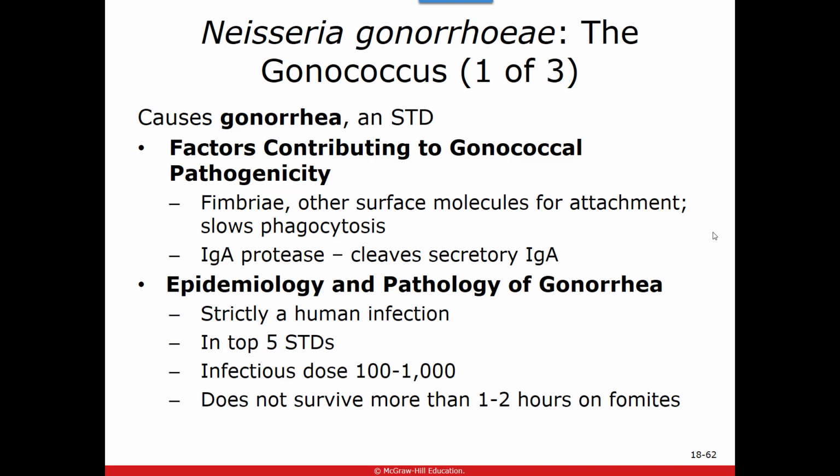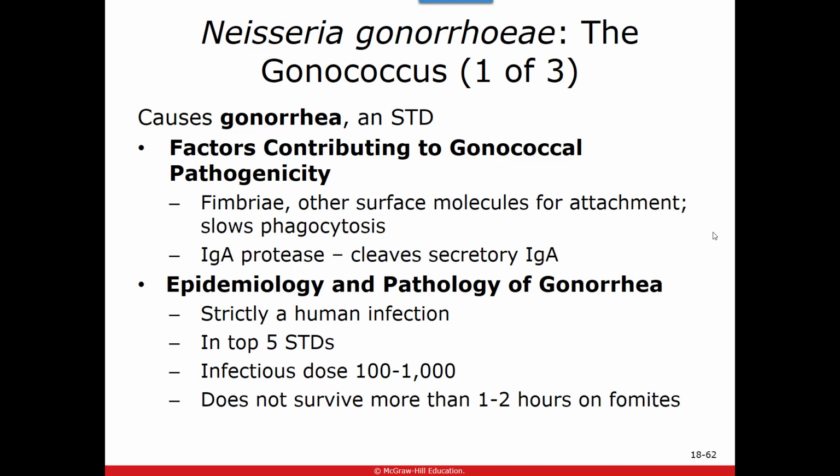Now, luckily, this is a bacteria found only in humans, but gonorrhea is one of our top 5 STDs. The infectious dose, so how many bacteria it needs to cause disease, is somewhere between 100 and 1,000. That can depend on the health of the host. But it doesn't generally survive any longer than an hour or 2 on surfaces. So it generally has to get spread host to host.